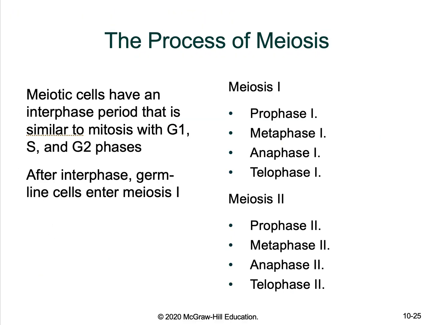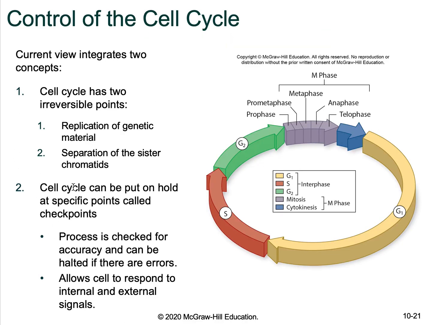But there are checkpoints, right? They have checkpoints, and at the checkpoints it can check. That's why we call them checkpoints. It can see if there's any mistakes, and if it is fixable, it will be fixed. If it is not fixable, then this process will stop and the cell will just be signaled to die.